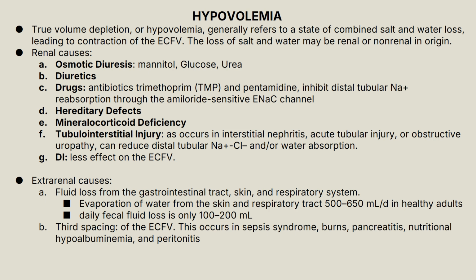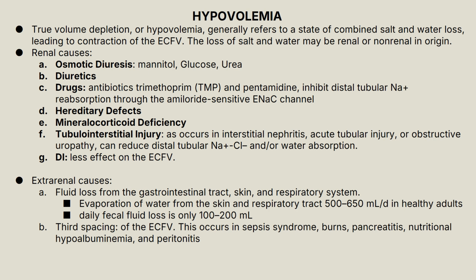Extrarenal causes: fluid loss from the gastrointestinal tract and respiratory system. These account for evaporation of water from the skin and respiratory tract, 500 to 650 ml per day in healthy adults, and these numbers actually help us with our estimation of fluid status and replacement in healthy individuals or even in diseased patients when we try to manage their fluid status. Daily fecal loss is only about 100 to 200 ml per day.